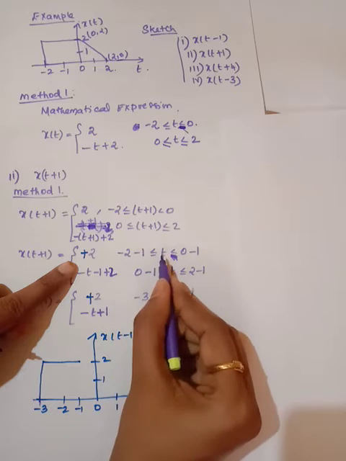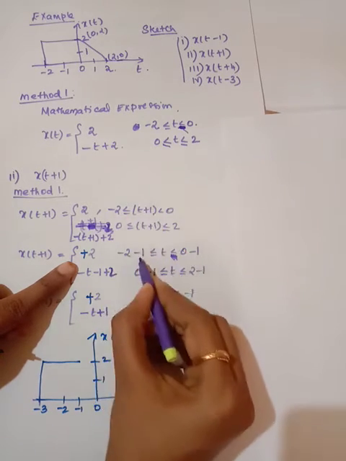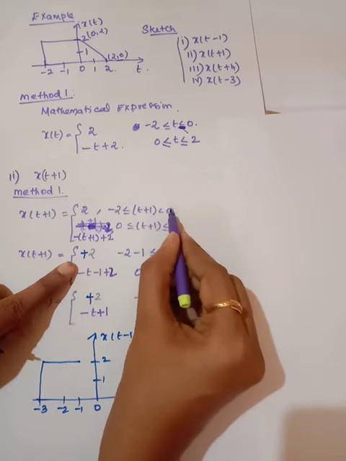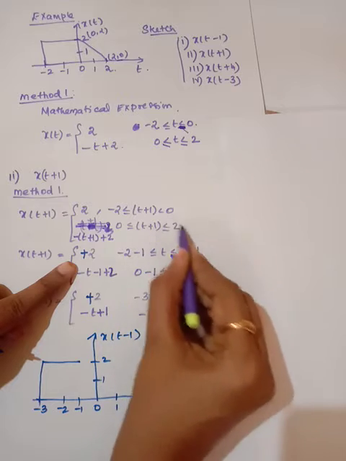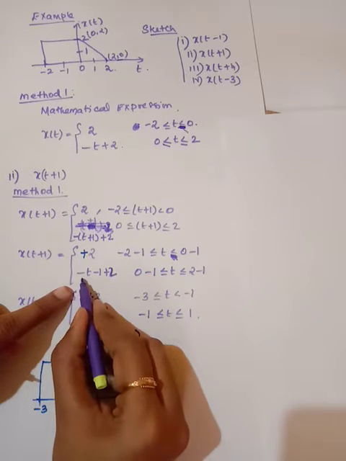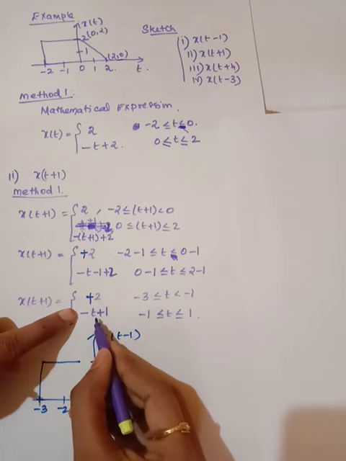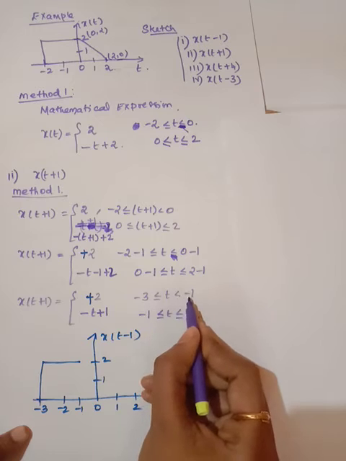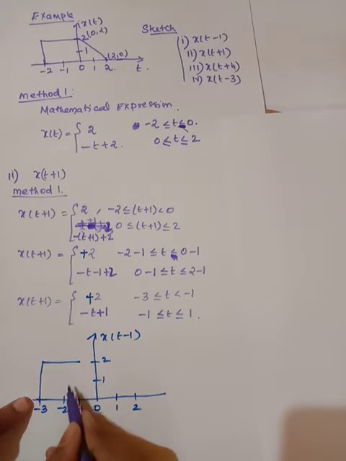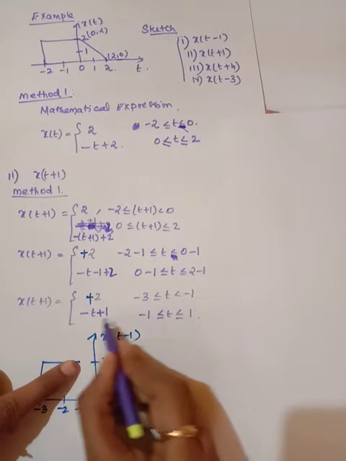After simplifying this one, minus 1 will come here. So minus 1, 0 minus 1, and 2 minus 1. So here also minus t minus 1 plus 2, so you will get 2 minus t plus 1. So this is the range. Now minus 3 less than or equal to t less than or equal to minus 1. Now substitute t equal to minus 1 in this case.